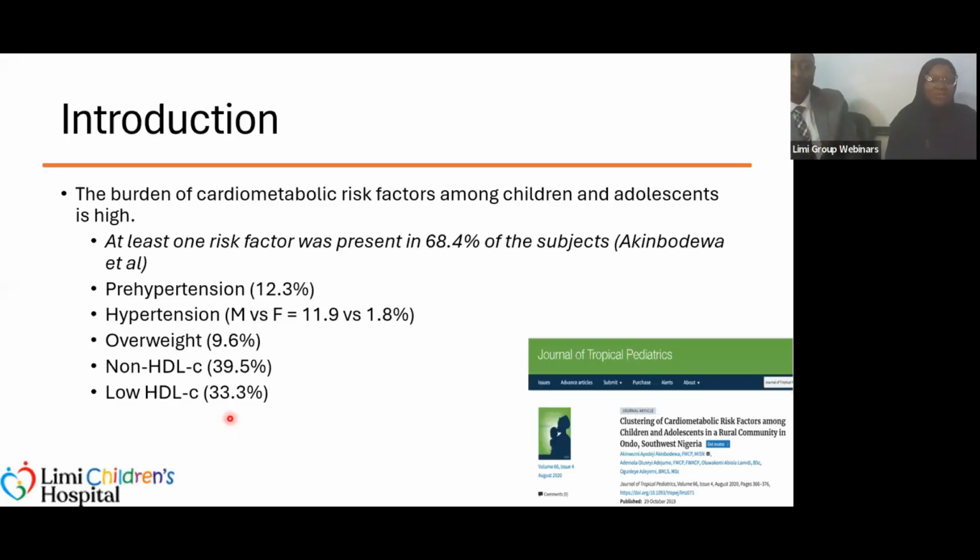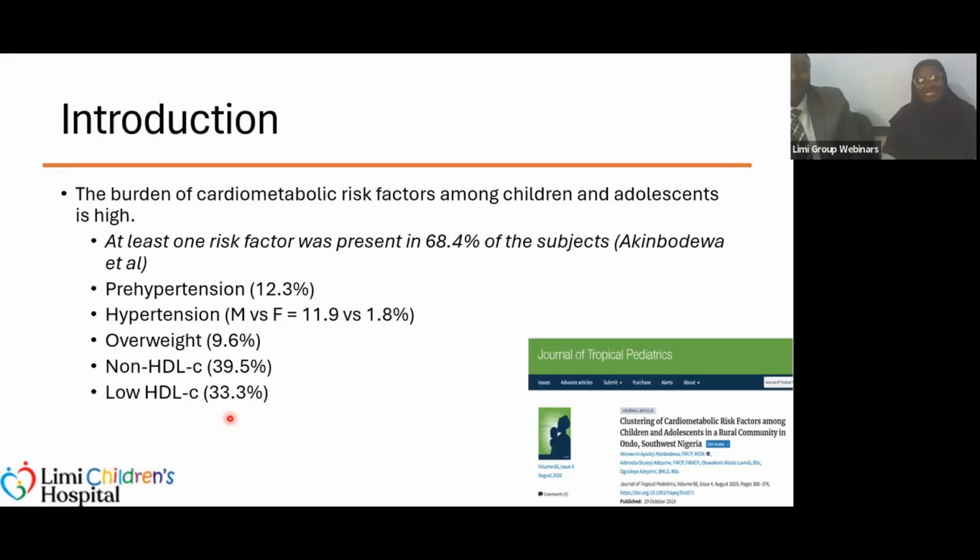By way of introduction, the burden of cardiometabolic risk factors amongst children and adolescents is high. At least one risk factor was present in a study by Akim Budewa et al. in 68.4% of the subjects. You can see how high, almost two-thirds of the subjects. Hypertension accounted for 12.3%, with male versus female being 11.9 versus 1.8, meaning it was more among the males. Why?